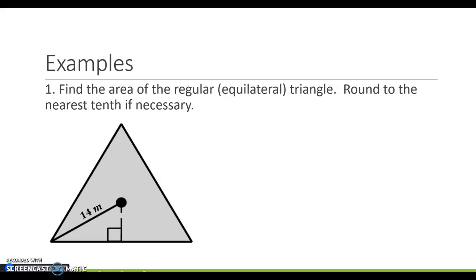So when I look at this picture, what they're giving me, this 14, goes from the center of the polygon to a vertex of the triangle. So this is not what we call the apothem. In this picture, this segment right here from the center down perpendicular, that's going to be my apothem. So let's start by writing out my formula. 1/2 perimeter apothem. And so we are going to have to solve for the apothem as well as solving for the perimeter of this triangle.